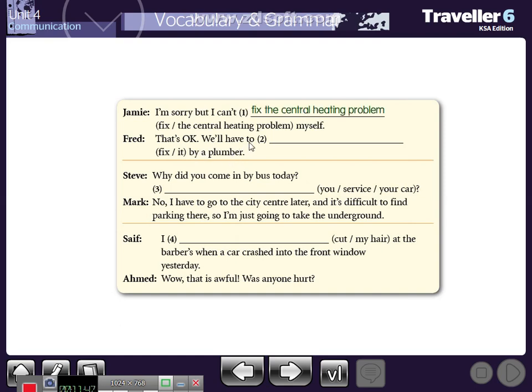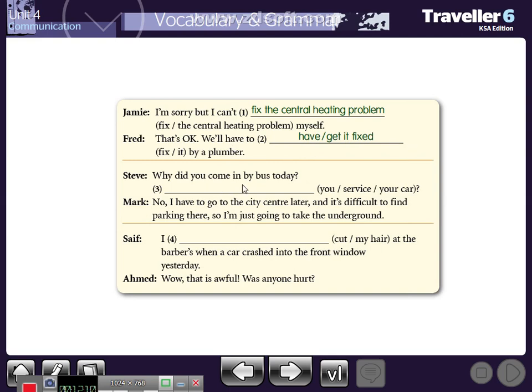That's okay, we'll have to blank fix it by a plumber. So here we use the causative form because we don't do the thing by ourselves, but we ask another person like a plumber or any other person to do that for us. So we use to have or get it fixed. Have or get it fixed.